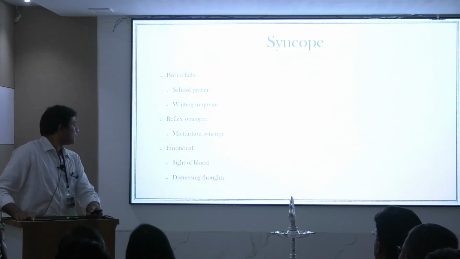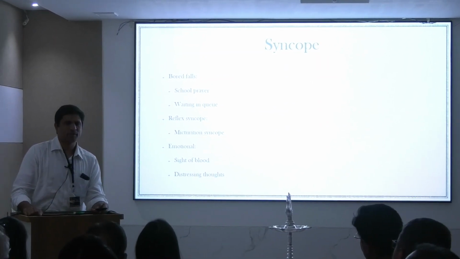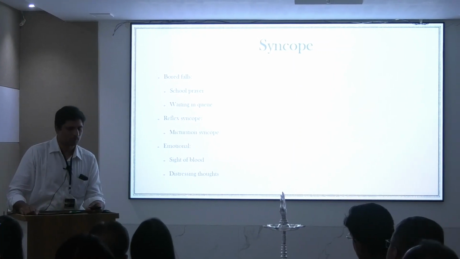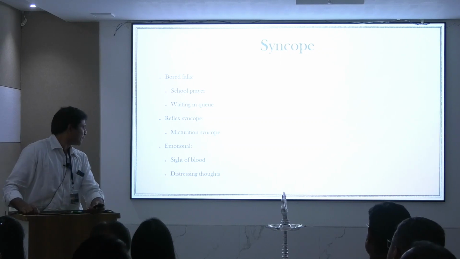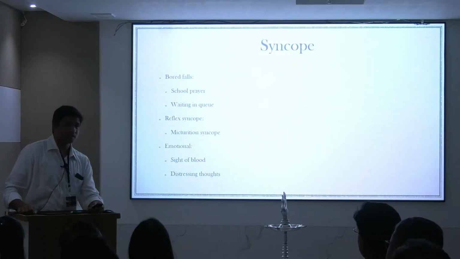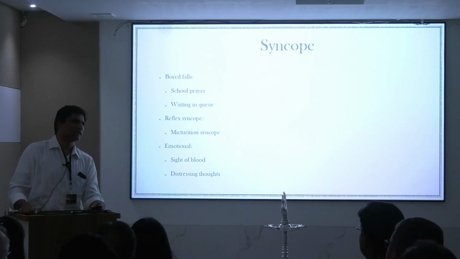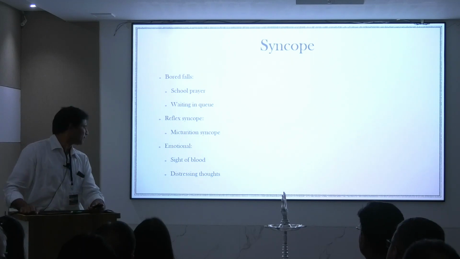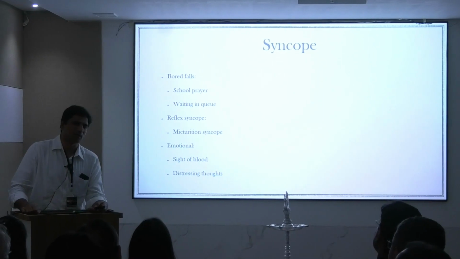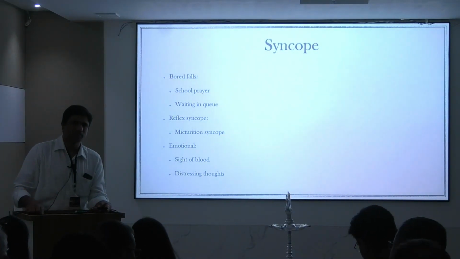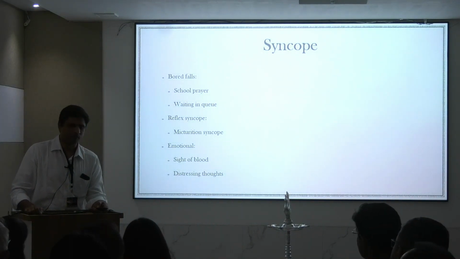Reflex syncope: one very common type which we see in vestibular practice is micturition syncope, where patients go and, while standing and passing urine, have a fall. Emotional: all of us in medical college have come across at least one person who has fallen at the sight of blood, or at the thought of distressing things. They will just have a syncopal attack. There's a reduction in blood supply to the brain, and they will fall.